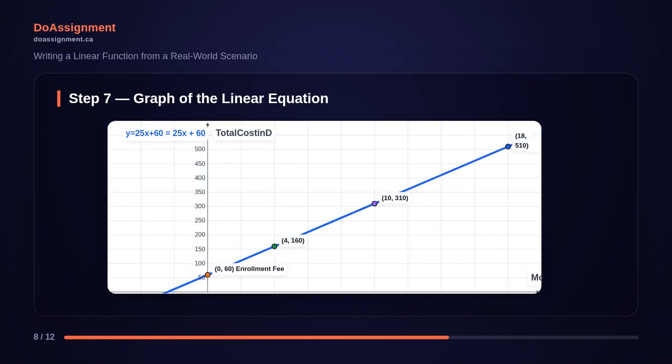The graph shows the line y equals 25x plus 60. It crosses the y-axis at 60, which is the enrollment fee. As the number of months increases, the total cost rises steadily at $25 per month. The point at x equals 4 shows a total of $160. At x equals 10, the total is $310. And at x equals 18, the total reaches $510.